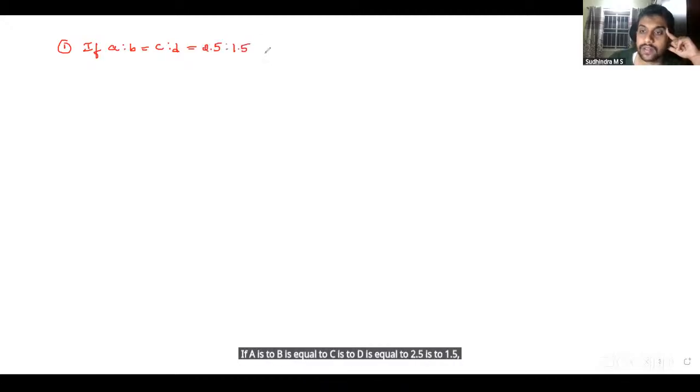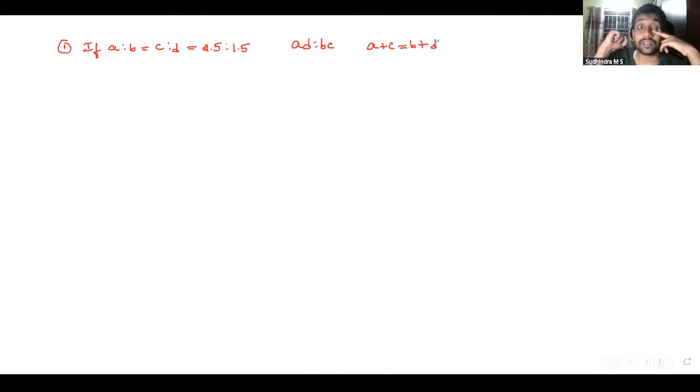Example: if A is to B is equal to C is to D is equal to 2.5 is to 1.5, find the value of AD is to BC and A plus C is to B plus D. So they're asking us these values. First one is easy. AD is to BC, simple. You can easily get it.